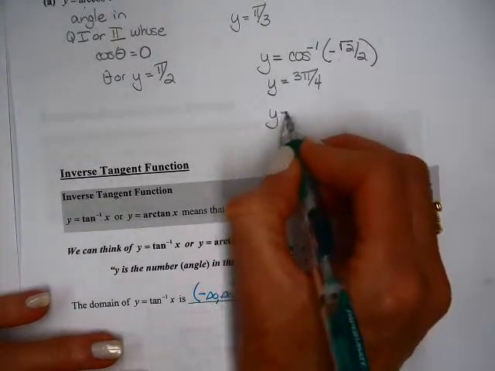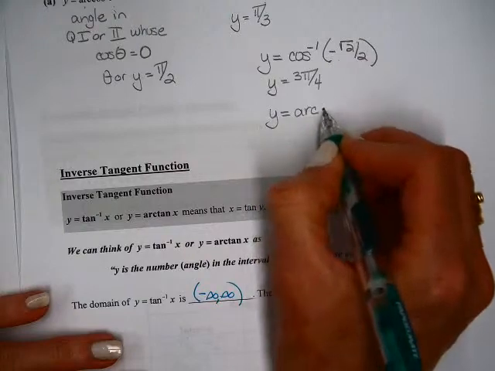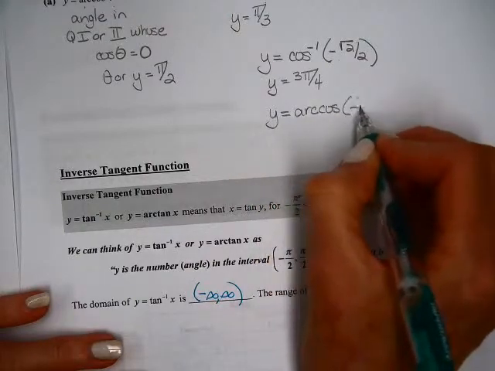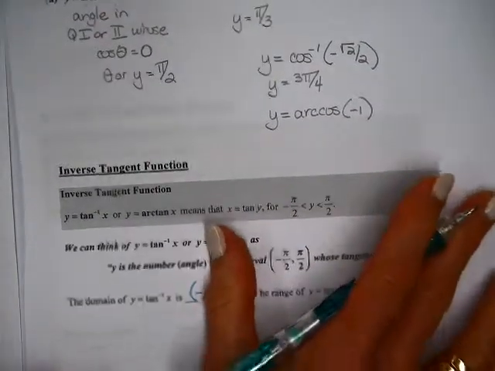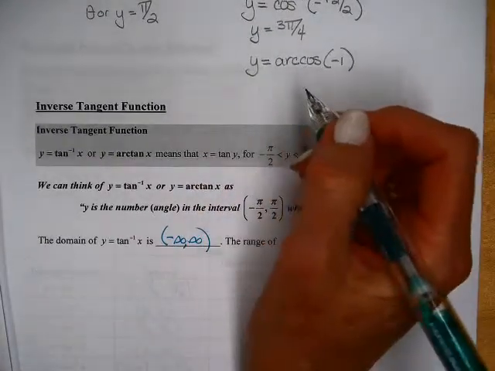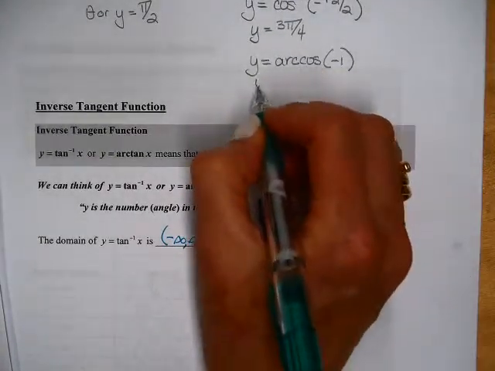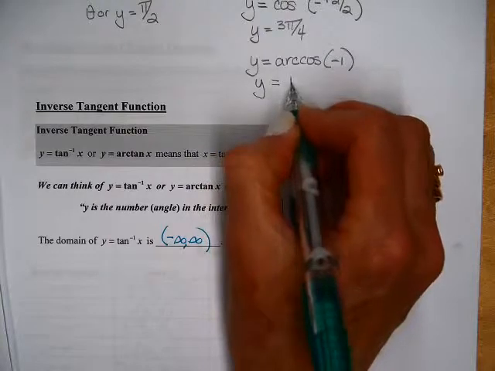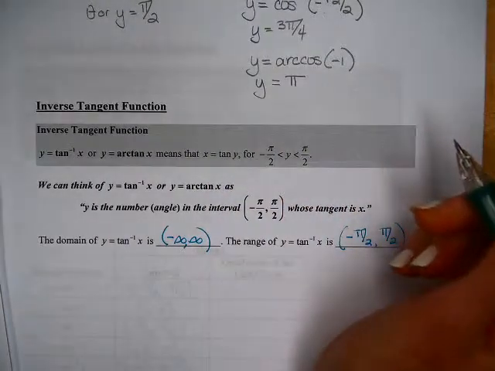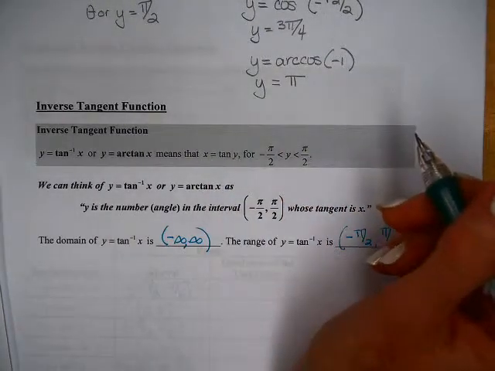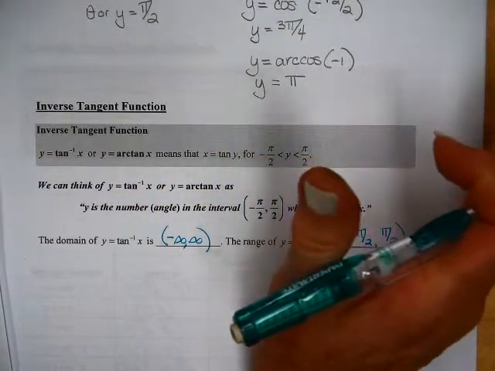Are y'all following? Y is equal to arc cosine of negative 1. Can y'all tell me what that is? What is the angle that's got a cosine equal to negative 1? That would be pi. Or is there a question about cosine? Arc cosine.